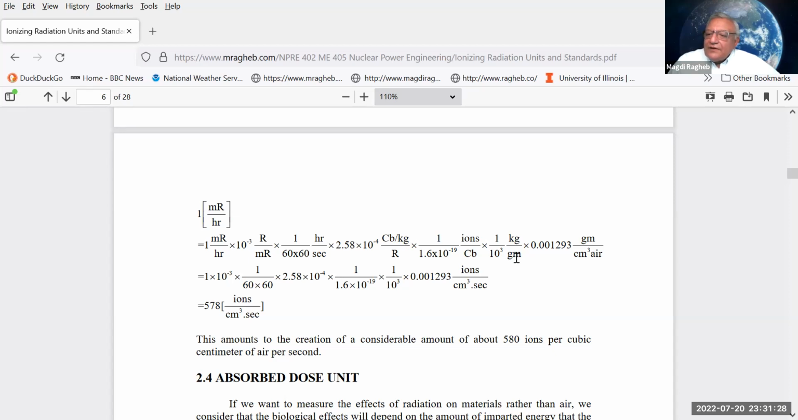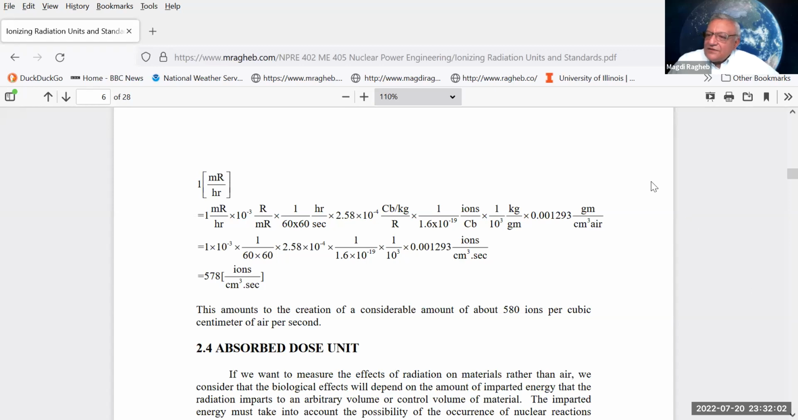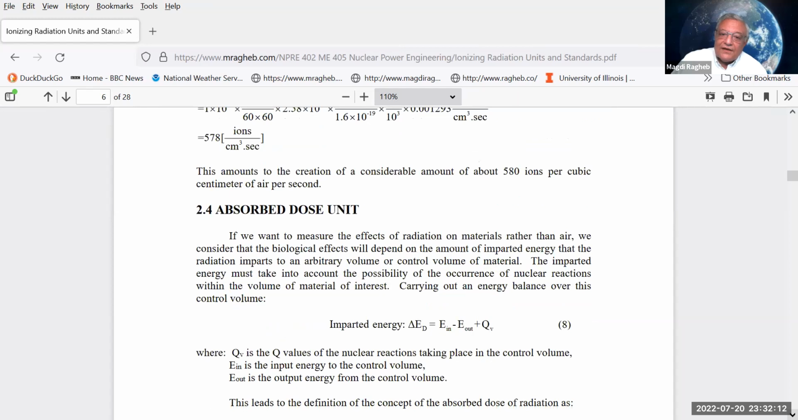Let's turn it per gram, and we said that air has a density of 0.001293 grams per centimeter cube. That's the weight of 1 centimeter cube of air. The units cancel, the numbers cancel, and we find that 1 milliRontgen per hour can create in 1 centimeter cube, just a little tiny 1 centimeter cube between our fingers, about 600 ions per centimeter cube per second. So you could see that the radiation can be extremely ionizing in air. So here we defined ourselves another unit for measuring radiation when we are dealing with radiation surrounded by air in general.